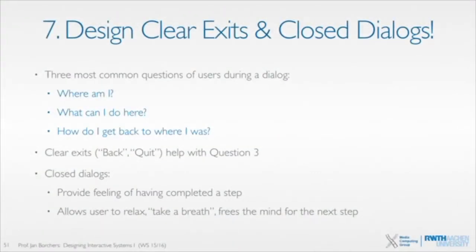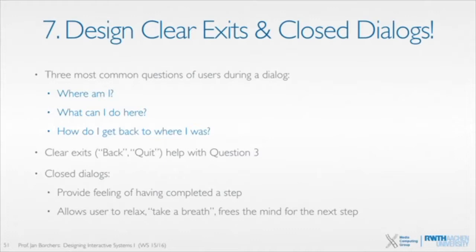Rule number 7, designing clear exits and closed dialogues. I mentioned this before. When a user is at any point in the interaction with the system, you basically ask yourself 3 questions. Where am I? Like, what's the current state of the system? What can I do here? And how do I get back to where I was before? You know this from websites, for example, right? You're on a page, and you're like, OK, how do I get back to the home page? Something like this. That's the question number 3 here.